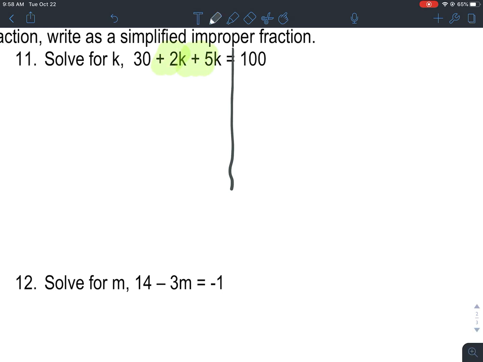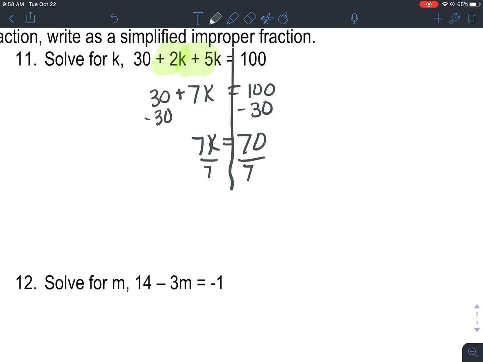They're on the same side, so we can just bring down the 30, bring down the equals, bring down the 100. And this is just going to simplify to 7k. And then from there, it's just a two-step equation. So we're going to zero out the 30, and then we're going to divide off the 7. Now we know 7k is equal to 70, and then we divide by 7, so k is equal to 10.